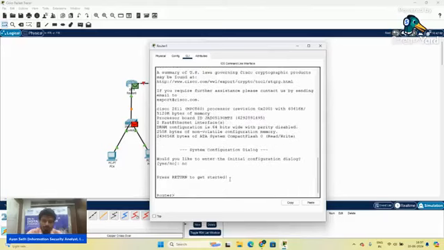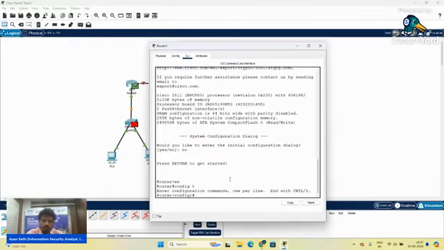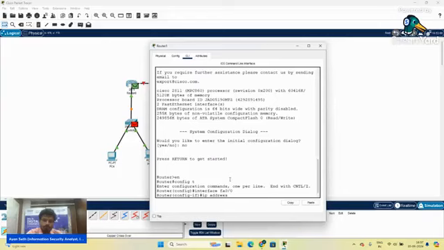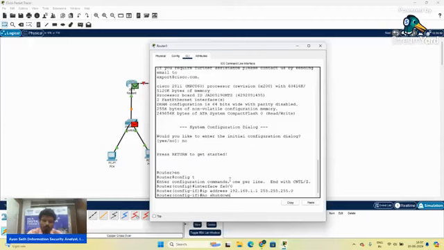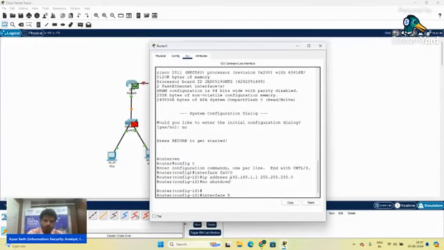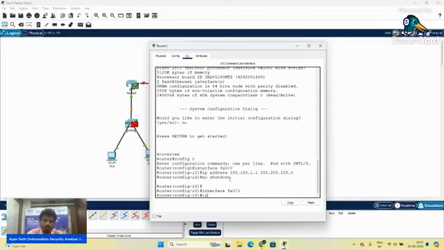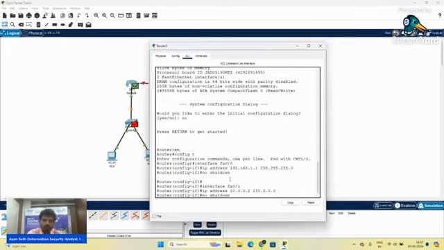In the same way, enable, config t. Okay, after that, interface FA0/0, IP address 192.168. That is a different network, right? That is a different network. 192.168.1.1, 255.255.255.0, no shutdown. Interface FA0/1, IP address 10.0.0.2, 255.0.0.0, no shutdown. Okay, done.